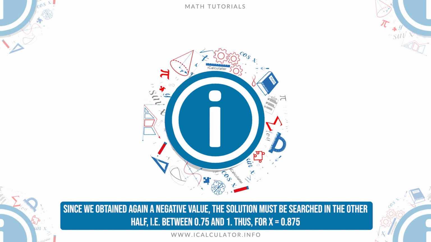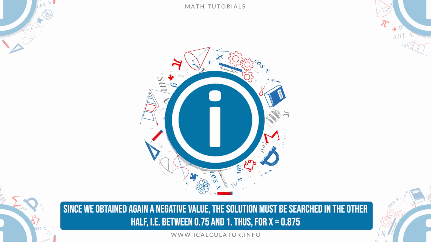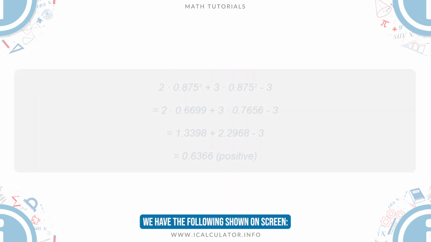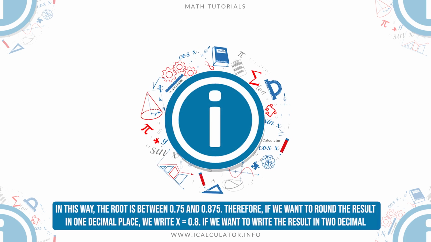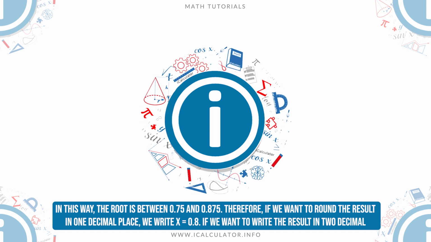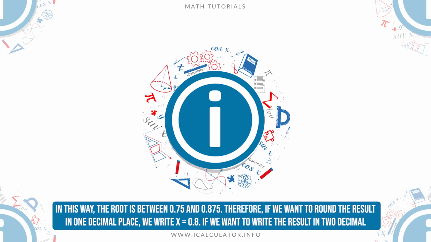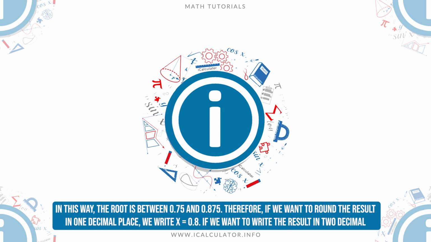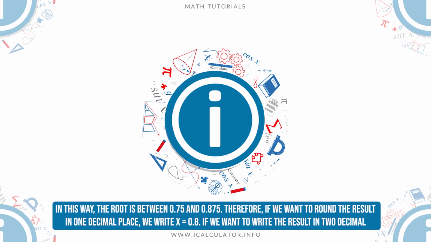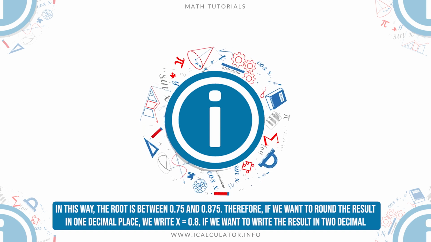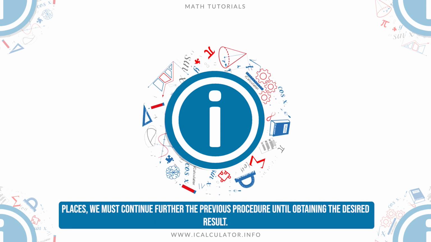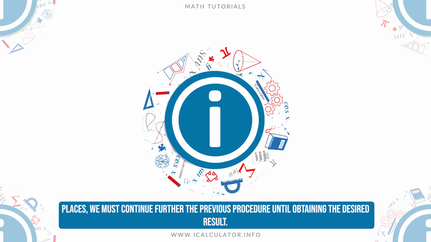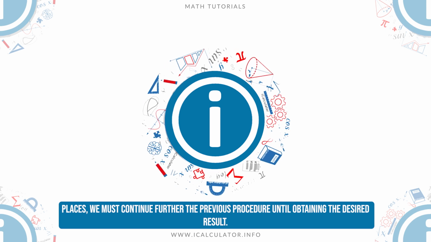Thus, for x equals 0.875, we have the following shown on screen. In this way, the root is between 0.75 and 0.875. Therefore, if we want to round the result in one decimal place, we write x equals 0.8. If we want to write the result in two decimal places, we must continue further the previous procedure until obtaining the desired result.